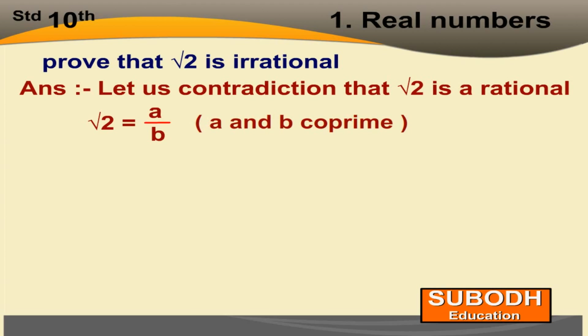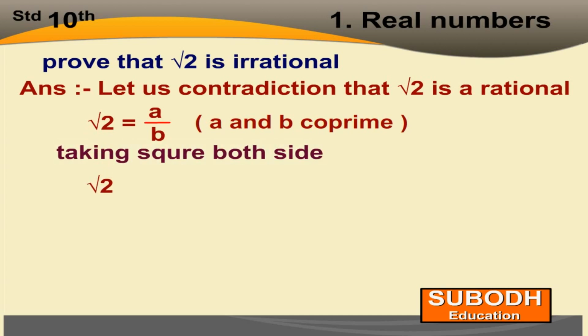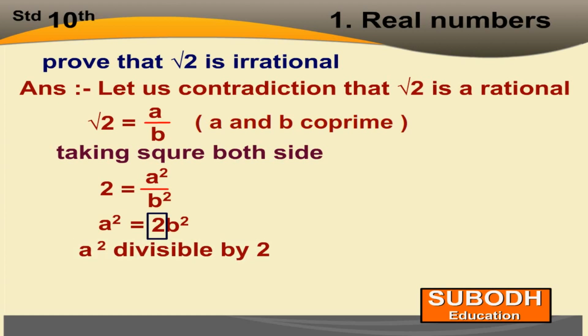Removing the root sign, taking the square on both sides, root 2 squared, 2, is equal to a by b squared, which is a square by b square. Cross product: a square is equal to 2 b square. 2 is a factor of a square. Therefore, a square is divisible by 2. Therefore, a is divisible by 2.